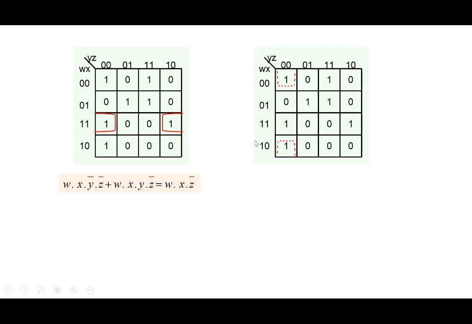Similarly, note that these two also can be combined. You can write down the expression for this and write down the expression for this here. And you can see that you can combine these also. So what is common in yz is y bar, z bar, and the other thing which is common between wx and 1, 0 is this 0 term here, so x bar.